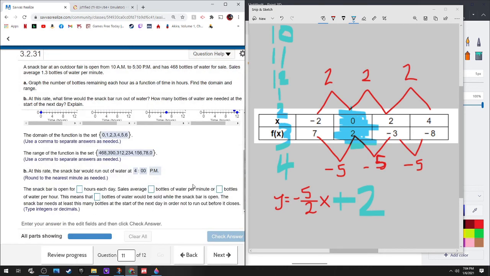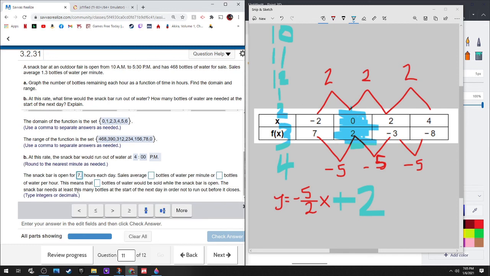All right. Oh, it's still going. The snack bar is open for, how long is that open? Well, the way that you can do that was from 12 to 5:30, we could say it's 5.5 hours a day, right? And there's 2 more hours before it, so 7.5 hours a day.